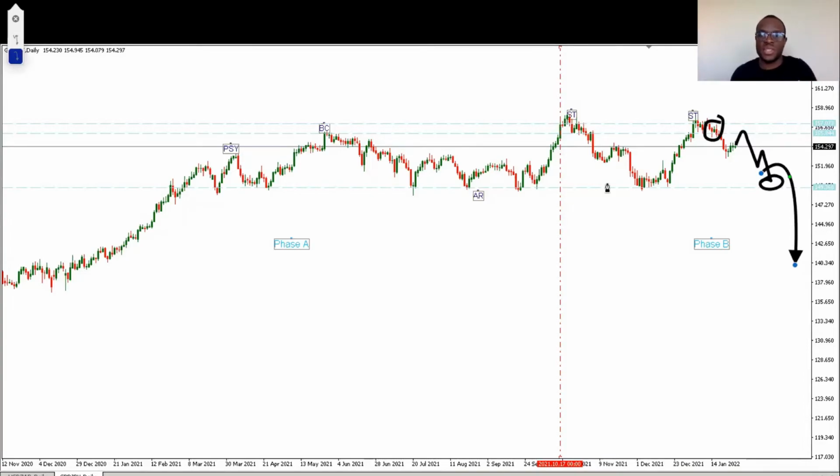expecting a huge push to the downside. So these are the movements that I'm expecting on the daily chart, and also these are the movements overall that I'm expecting on the GBPJPY. So now I'll move on to the dollar rand pair.